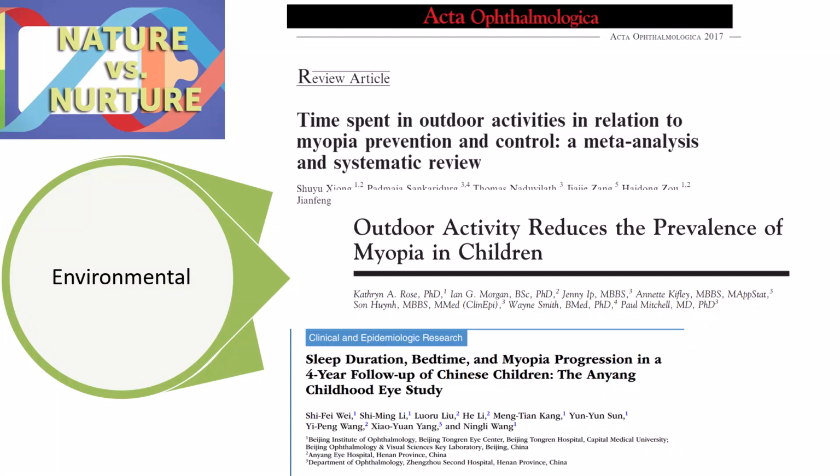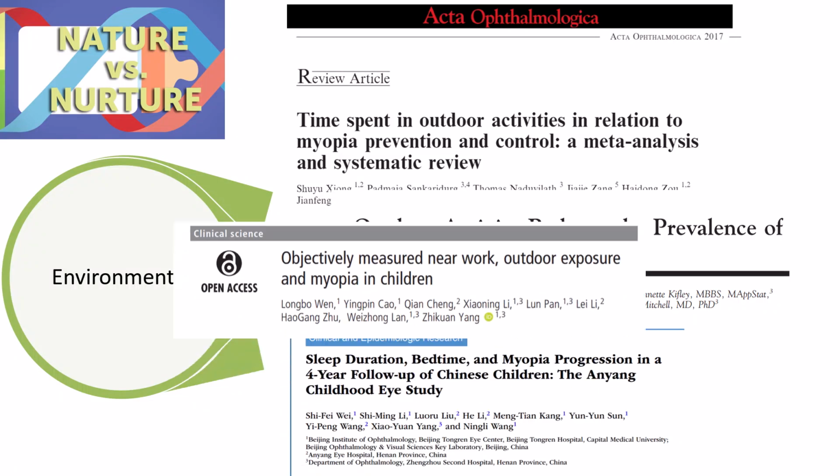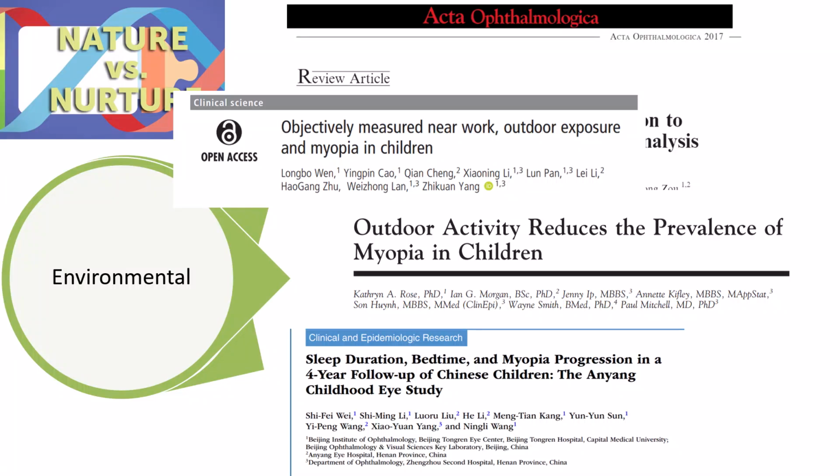Time spent in outdoor activities in relation to myopia prevention and control. Outdoor activities reduce the prevalence of myopia in children. Sleep duration, bedtime, myopia progression, and objectively measured near work, outdoor exposure, and myopia, everything implicating the fact that it is indeed the near work, with some school of thought saying that it is the near work which is more important than outdoor exposure, versus another school of thought which says that it is the outdoor exposure which is more responsible. Nevertheless, both near work and outdoor exposure are important when it comes to myopia progression.